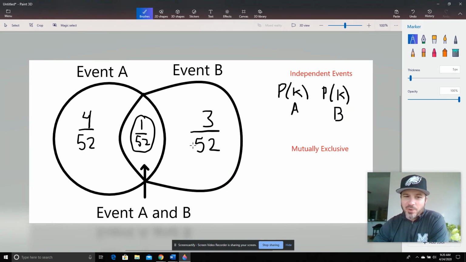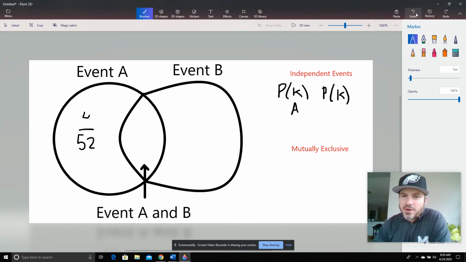These are certainly not mutually exclusive because of this overlap, right? So when we get to the next lecture, you'll see how we're going to deal with this mathematically. But for now, know that they're not mutually exclusive because you're drawing from the same deck. And a king, you could be a king of hearts, you could be a king of spades, so you could be either one. Okay, let's look at another situation.